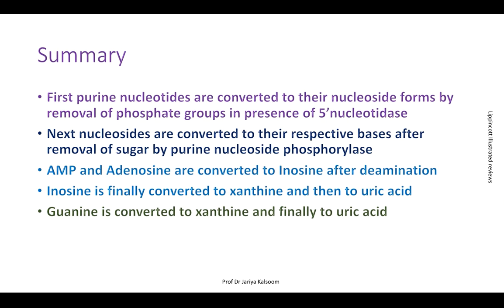So you can see that first nucleotides are converted to nucleoside form and the enzyme is 5' nucleotidase. Next, the nucleosides undergo removal of their sugars through purine nucleoside phosphorylase, and AMP and adenosine are converted to inosine, which is converted to xanthine and finally to uric acid, and guanine is also converted to xanthine and finally to the uric acid.